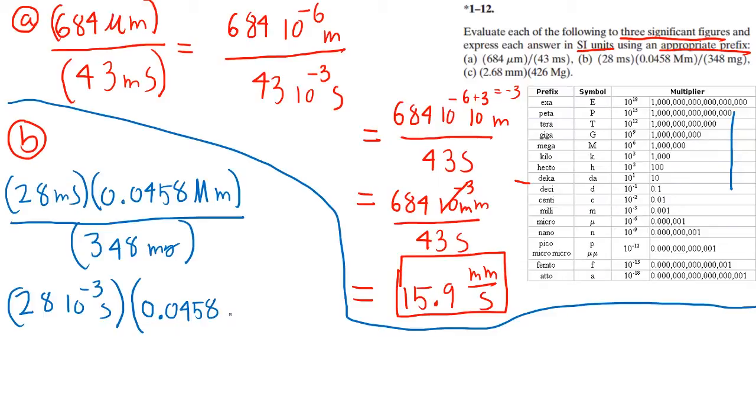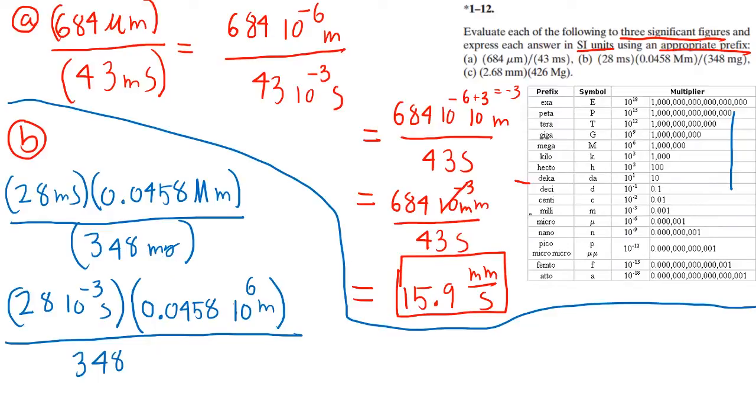0.0458. And then mega becomes 10 to the positive 6 meters. Then that's all over... this is where you might slip up if you're not careful. 348, and then kilogram is the SI unit for mass. It's not gram, it's kilogram.